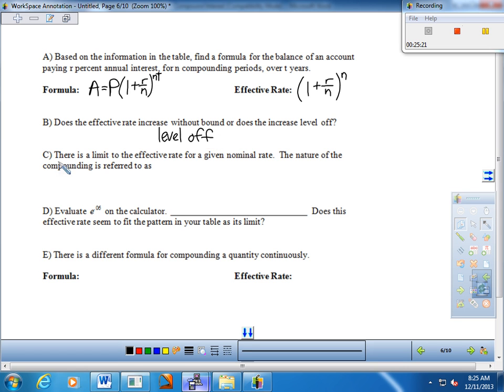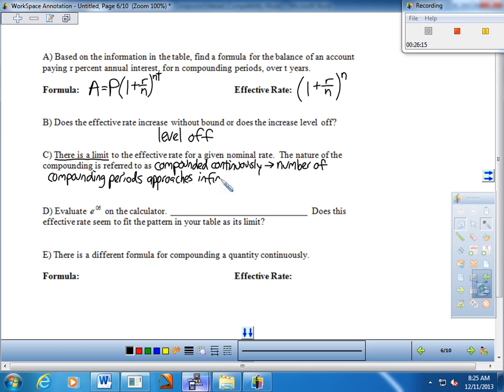So, as it says, there is a limit to the effective rate for any given nominal rate, and the nature of that compounding is referred to as being compounded, and this is the phrasing you'll see, continuously. And so the idea behind this is that n gets larger and larger and larger. So the number of compounding periods, that's n, approaches infinity.